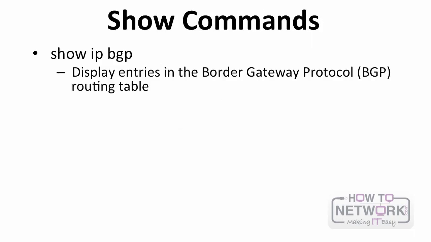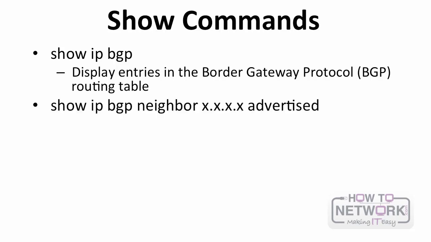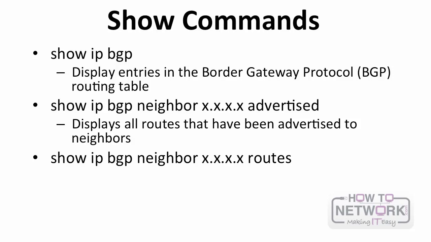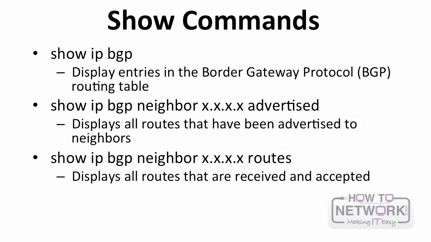And you need to understand those in order to make not only your management happy, but to do well on your exam. So here are 4 show commands that you absolutely must know. Show IP BGP displays the BGP routing table. Show IP BGP neighbor advertise routes displays the routes that you're advertising to a specific neighbor. Show IP BGP neighbor routes shows the routes that you are receiving and accepting from a specific neighbor.